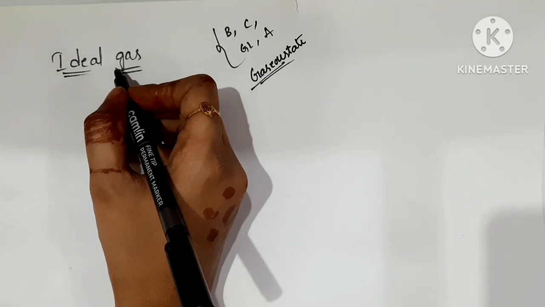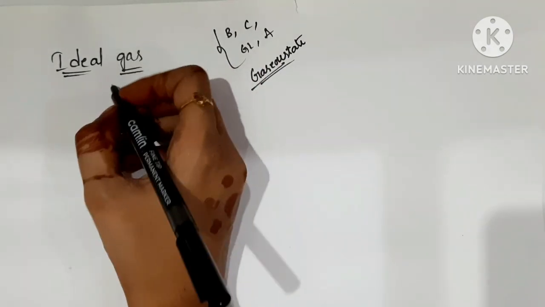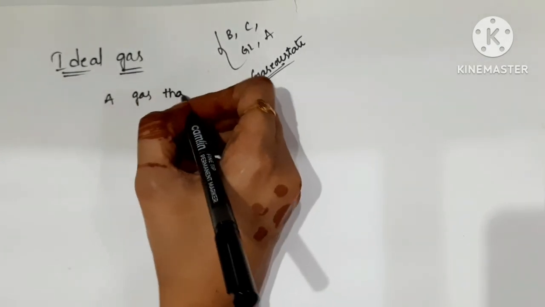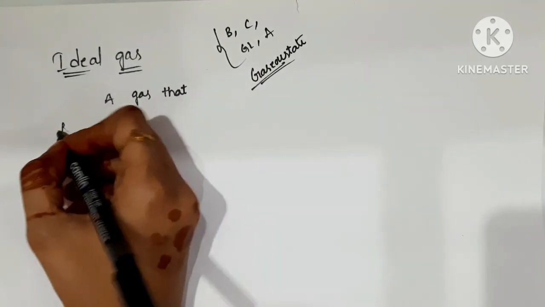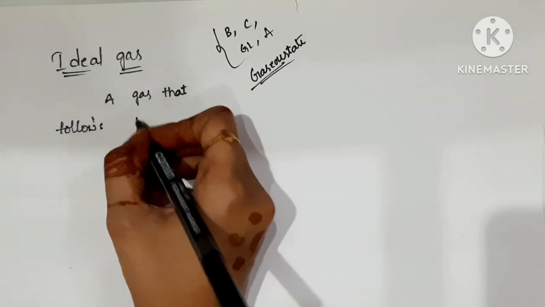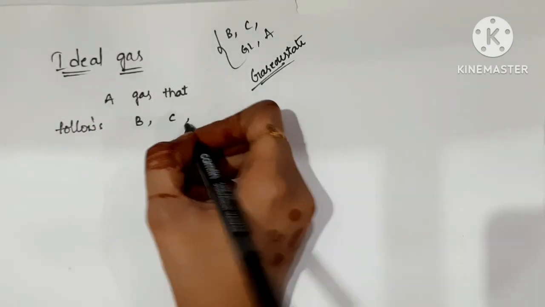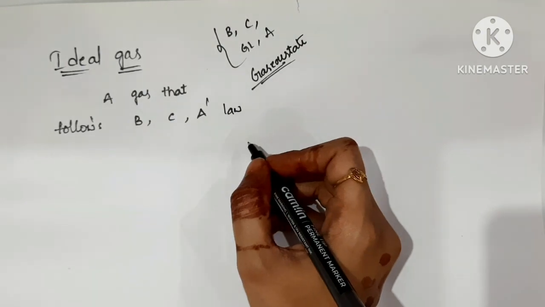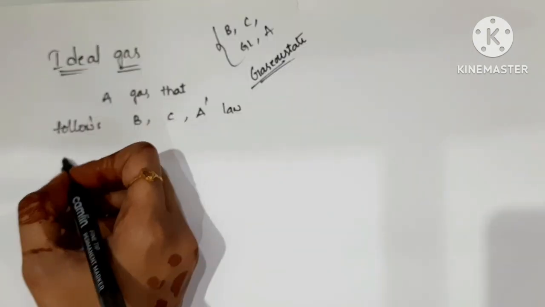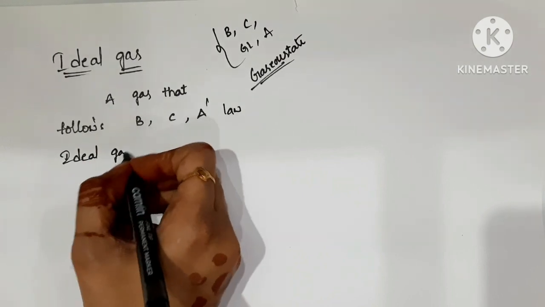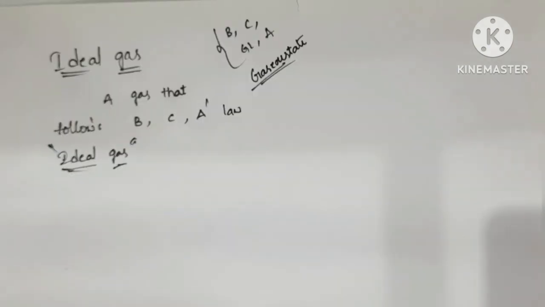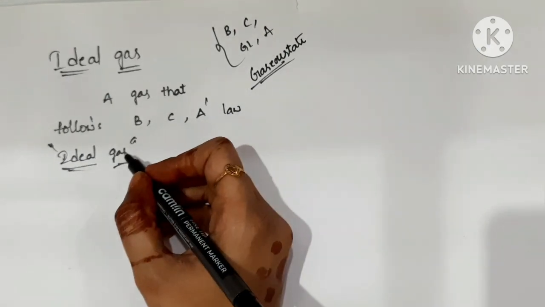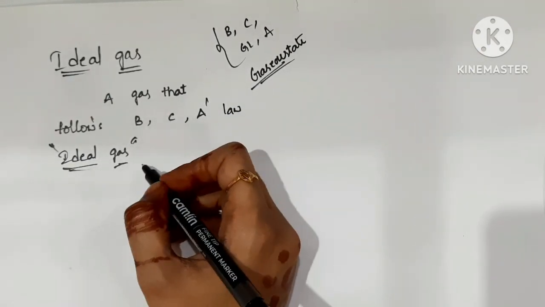So, ideal gas means a gas that follows Boyle's law, Charles' law and Avogadro's law strictly is called an ideal gas.